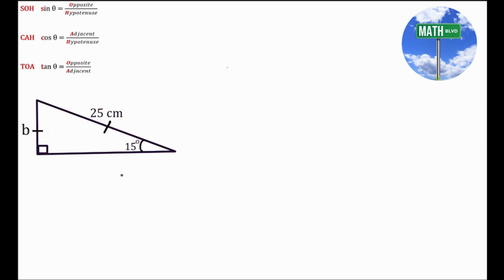In this right angle triangle, I'm solving for a length. I know 25 centimeters is my hypotenuse as it is opposite of the 90 degrees. I then use the perspective of 15 degrees to determine B is my opposite. Now that I am solving for opposite and I'm given hypotenuse, I will use sine.